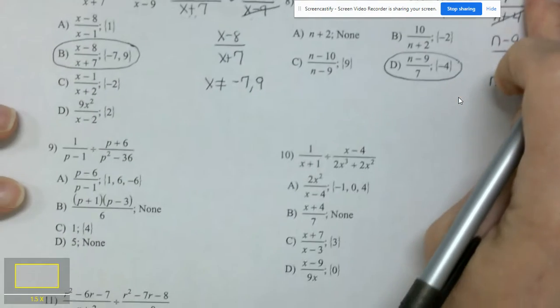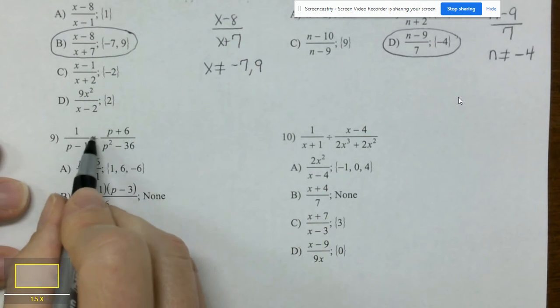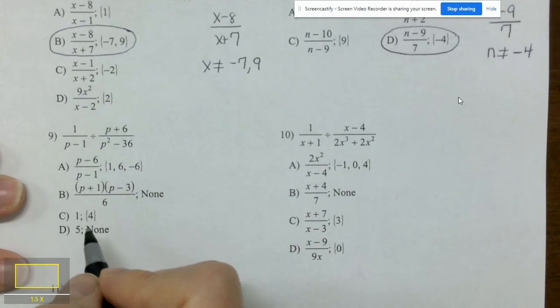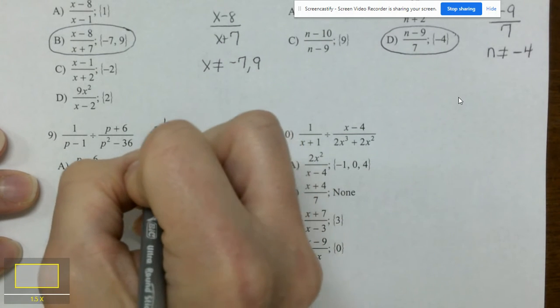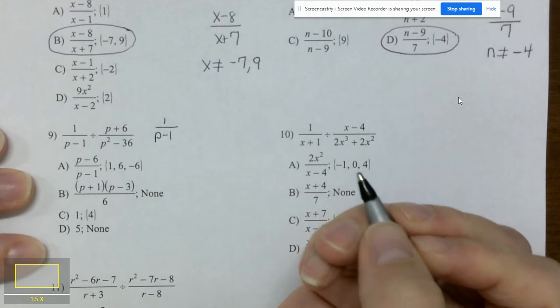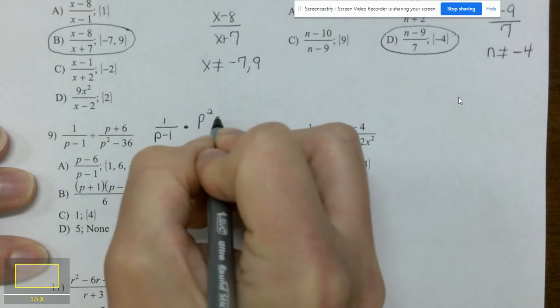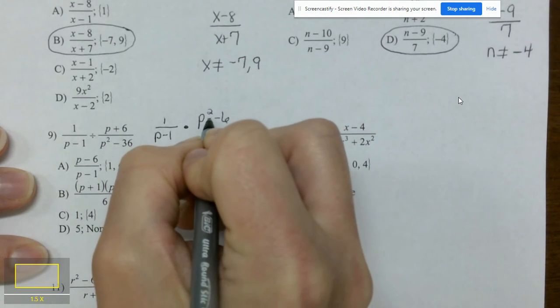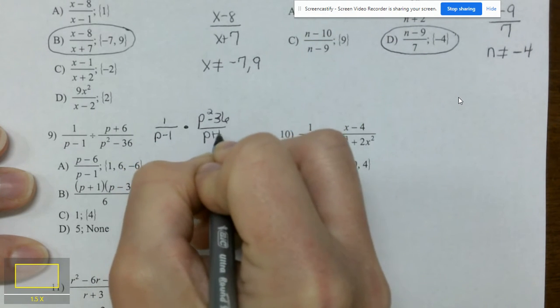If we look at number 9, this time it's division. So we're going to have to add in that one new step of keep, change, flip. So let's do that first. 1 over p minus 1, that's our keep. The division becomes multiplication, and then we flip that last one. It's supposed to be minus 36 over p plus 6.